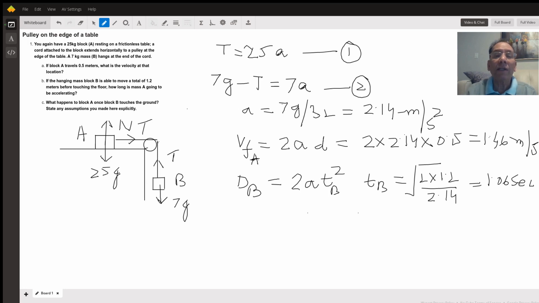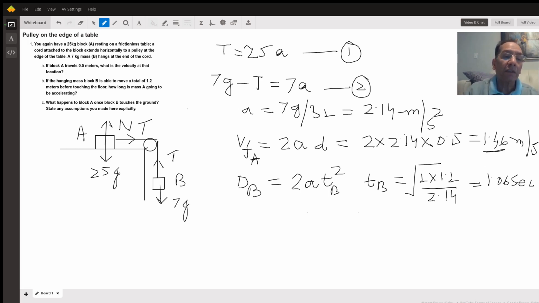Now, if you want to calculate the final velocity of A after traveling a distance of 0.5 meters, then the final velocity squared of A equals twice the acceleration times the distance moved. So if I plug in the value of distance as 0.5 and acceleration as 2.14, I get the final velocity of A after traveling a distance of 0.5 meters as 1.46 meters per second.